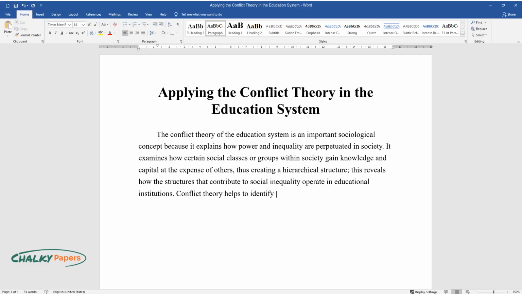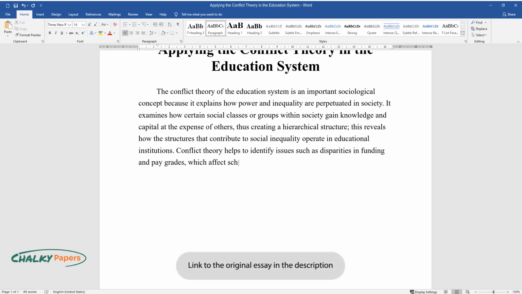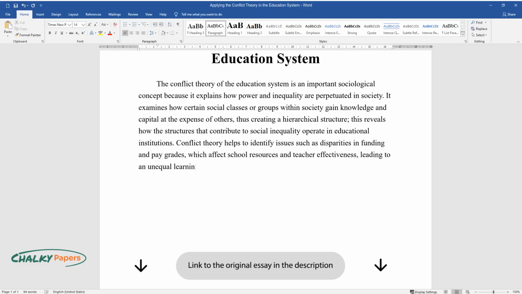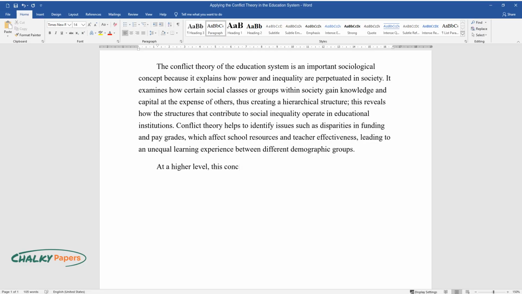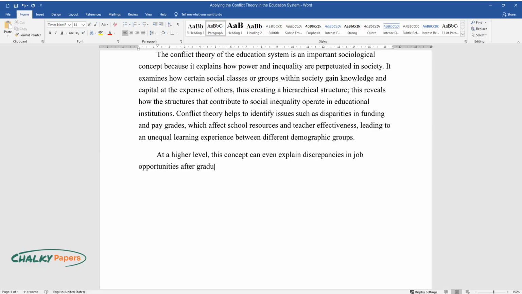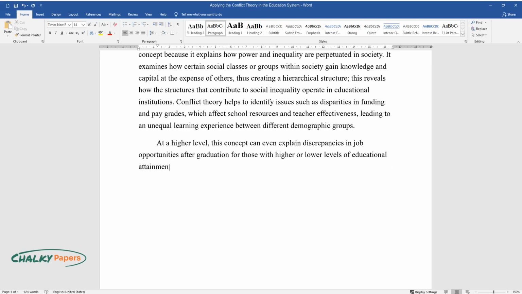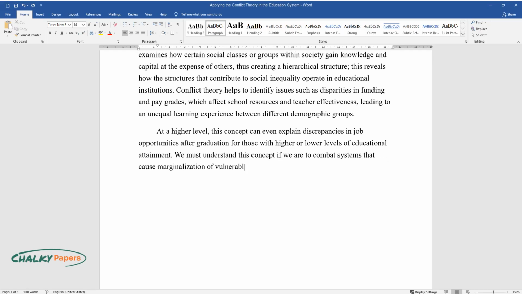This reveals how the structures that contribute to social inequality operate in educational institutions. Conflict theory helps to identify issues such as disparities in funding and pay grades, which affect school resources and teacher effectiveness, leading to an unequal learning experience between different demographic groups. At a higher level, this concept can even explain discrepancies in job opportunities after graduation for those with higher or lower levels of educational attainment. We must understand this concept if we are to combat systems that cause marginalization of vulnerable populations.